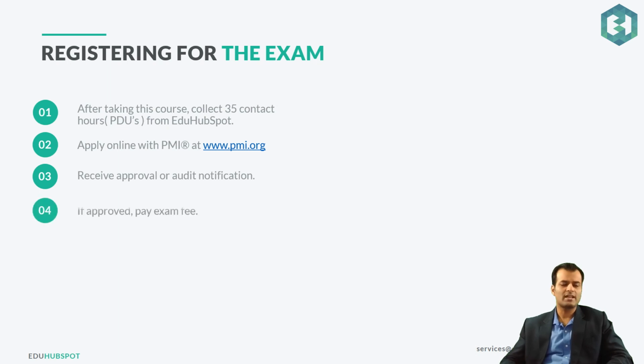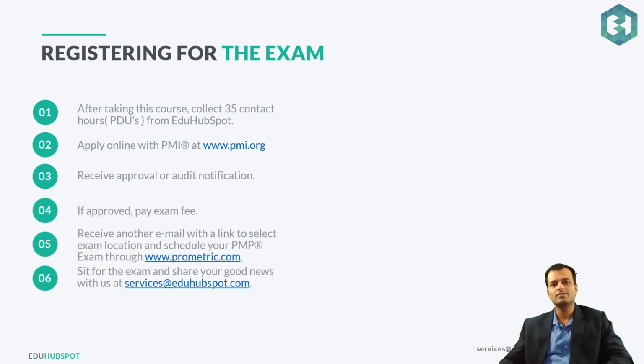So, registering for the exam: how can we register and what are the things we can do? First of all, after taking this course, you can collect your 35 contact hours. The PDUs from EduHubSpot will give you a certificate saying that Mr. A or Miss B has successfully attended this course. Then you go to the PMI website, pmi.org, and submit your application. Just prior to submitting, feel free to send your application to me so that I can give you feedback and you can make changes accordingly.